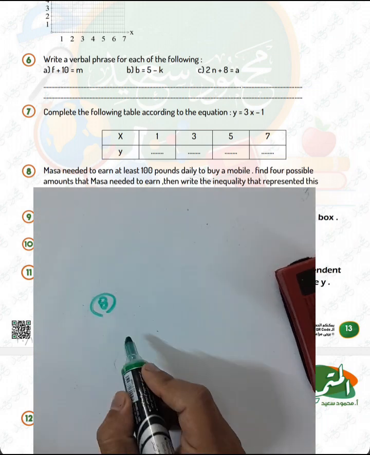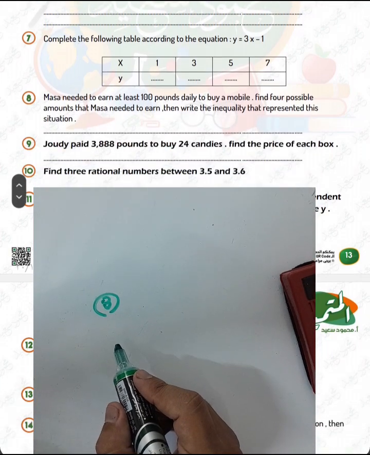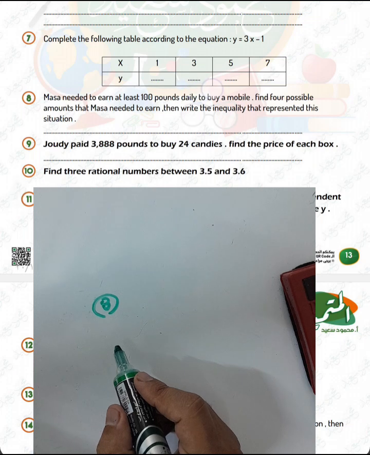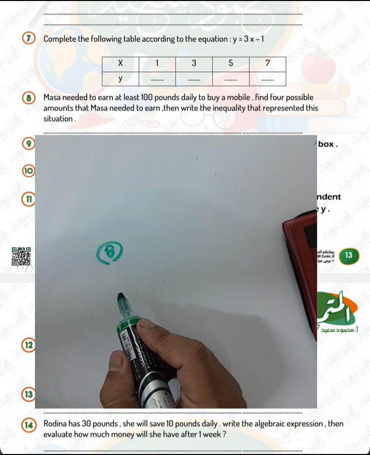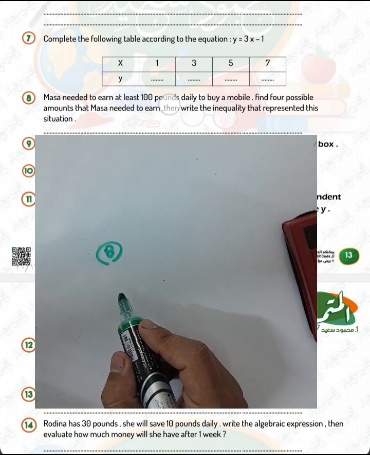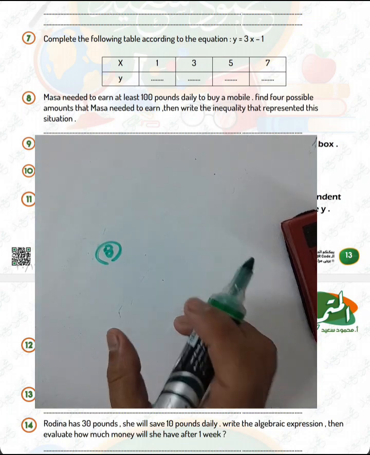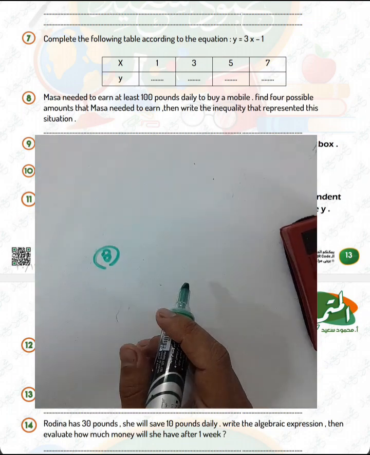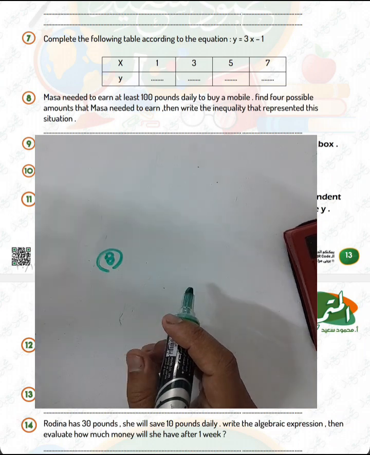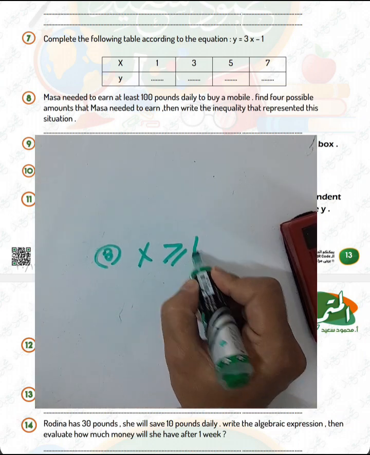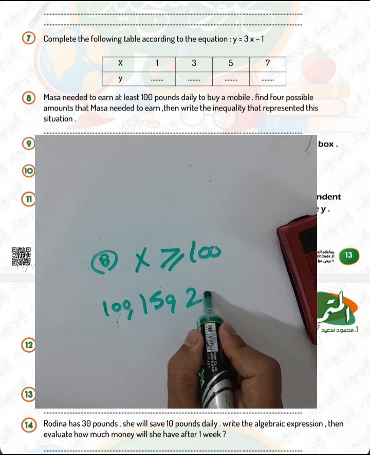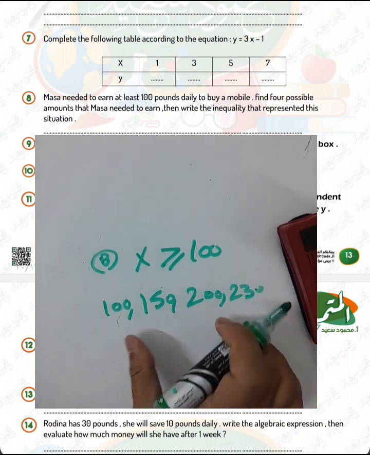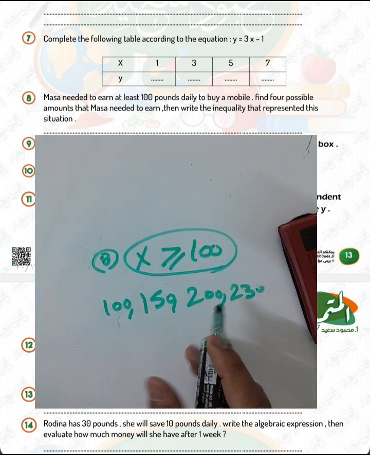Question 8. Massa needed to earn at least 100 pounds daily to pay a mobile. Find 4 possible amounts that Massa needed to earn. Then write inequalities that represent this amount. At least 100 pounds, then the result will be greater than or equal to 100, so x is greater than or equal to 100, such that she will have 100, 150, 200, 230, any number greater than or equal to 100. It means at least.